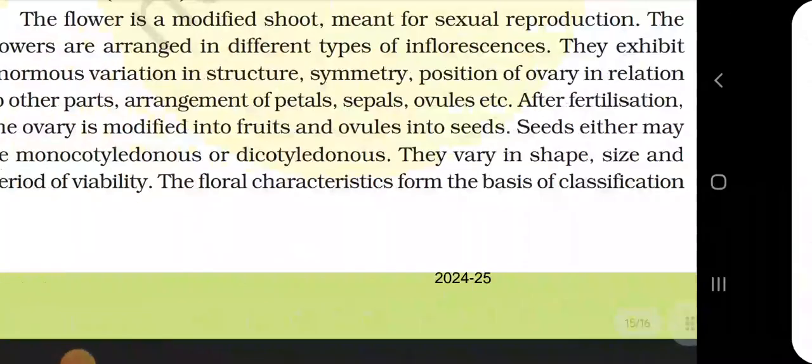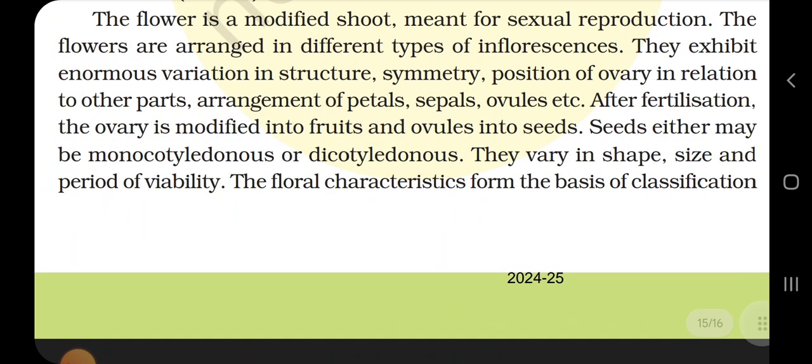The flower is a modified shoot meant for sexual reproduction. The flowers are arranged in different types of inflorescences. They exhibit enormous variation in structure, symmetry, position of ovary in relation to the other parts, the arrangement of sepals, petals, ovules, etc. After fertilization, the ovary is modified into fruits and ovules into seeds. The seeds either may be monocotyledonous or dicotyledonous. They vary in shape, size and period of viability.